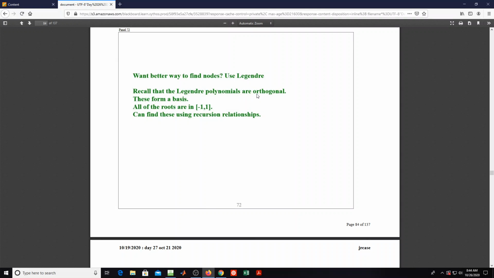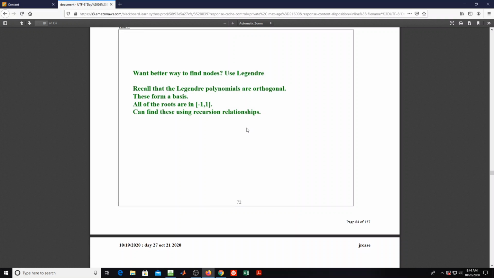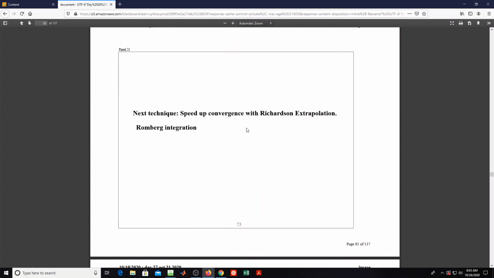And a better way to find the nodes is maybe to use Legendre rather than 1, x, x squared. You could use the basis 1, x, 2x minus 1. And anyway, use those for your nodes. Those actually work much better. And you can find these using a recursion relationship. Yeah, it's just amazing.